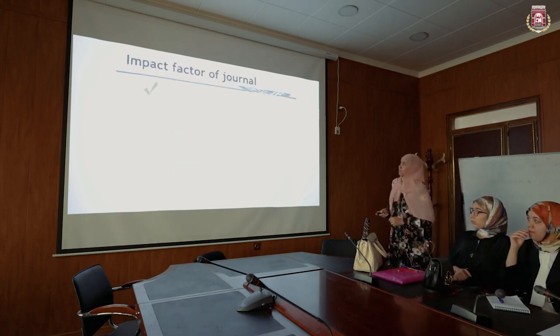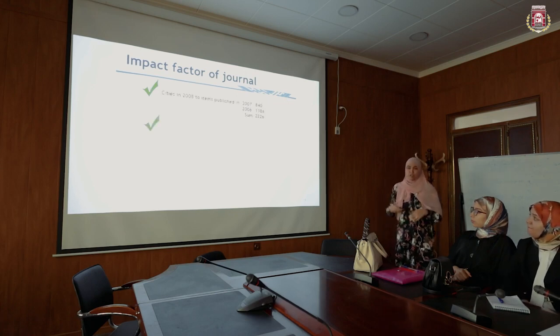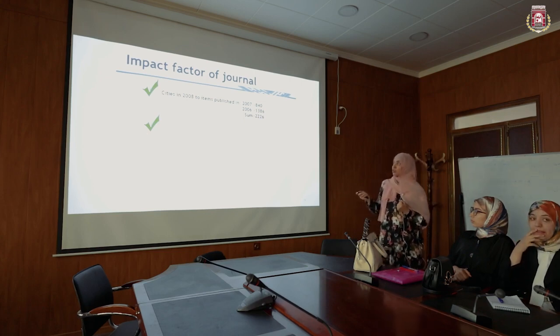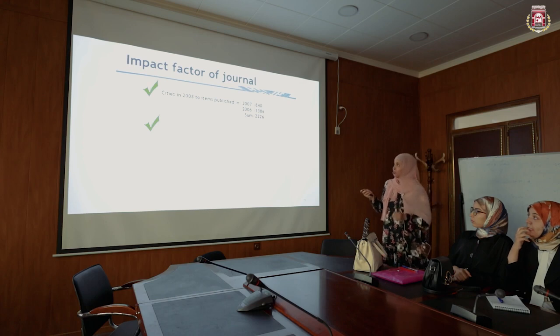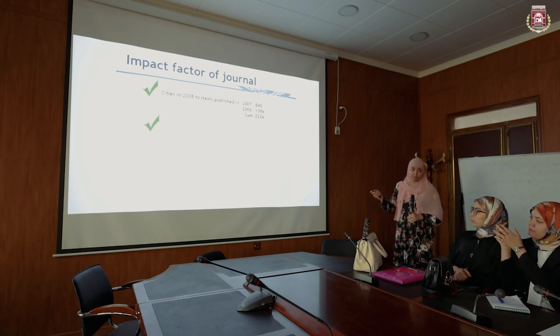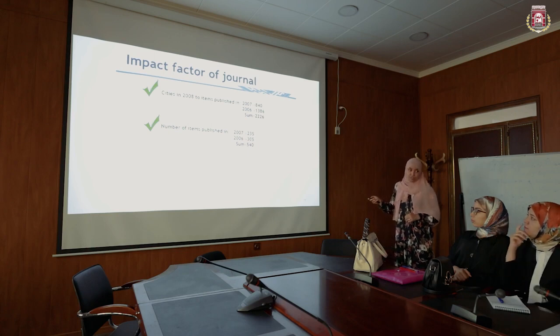So, how can we know the impact factor? Or what does impact factor mean for a journal? For example, here we have citations in 2008 to items published in 2007 and 2006: 840, and 1,030. So we have this sum. Also, the number of items published in the 2 years, and we have this sum.